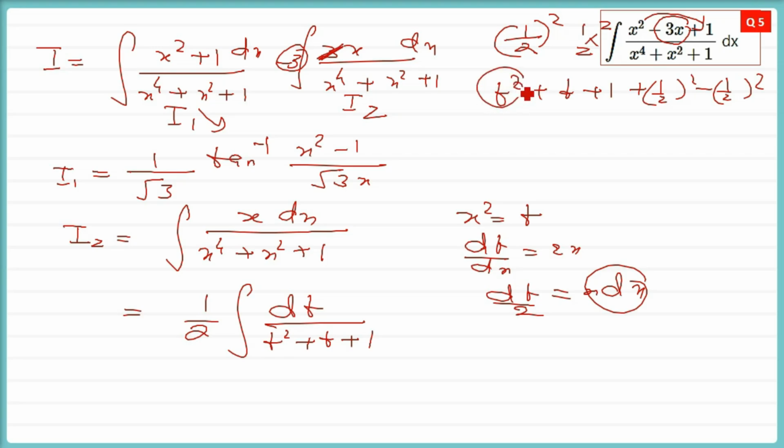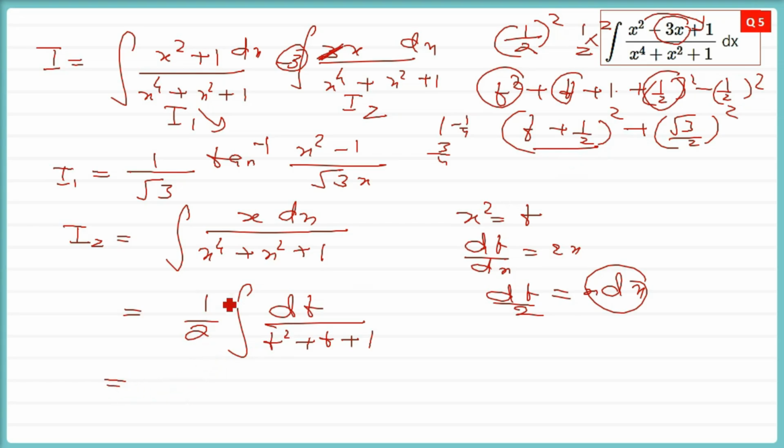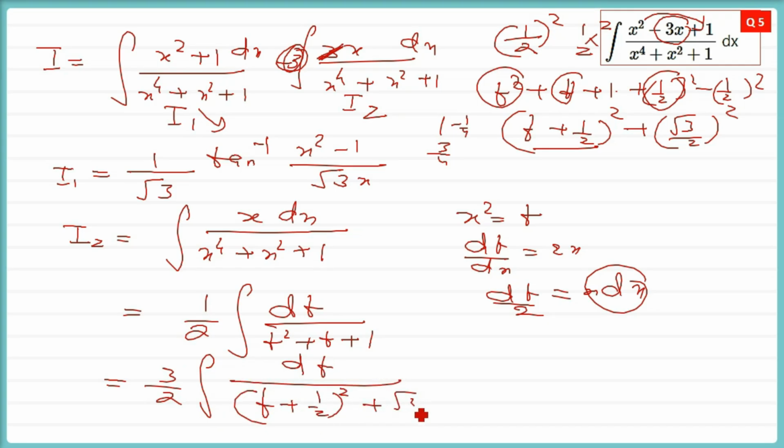So a² plus b² plus 2ab: t² plus (1 by 2)² plus t will form (t plus 1 by 2)². Then 1 minus (1 by 2)², that is 1 minus 1 by 4, which is 3 by 4. And in order to make it a perfect square, we can write it as (root 3 by 2)². So plus (root 3 by 2)² you can write. So we can write this, I'm just including the 3 now, as 3 by 2 integration of dt divided by (t plus half)² plus (root 3 by 2)².